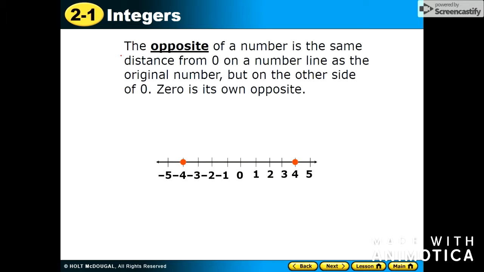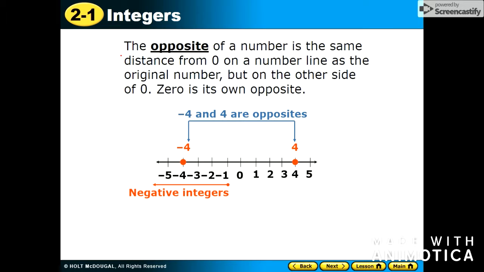Here's what it kind of looks like. 4 and -4 are opposites because they're the same distance away from 0. Okay, how far is 4 from 0? Well, it's 1, 2, 3, 4 spots away. And same with -4. It's 1, 2, 3, 4 spots away. They're both 4 away from 0. Okay. Anything now to the left of 0 on the number line is going to be a negative number or a negative integer. And anything to the right then is positive.